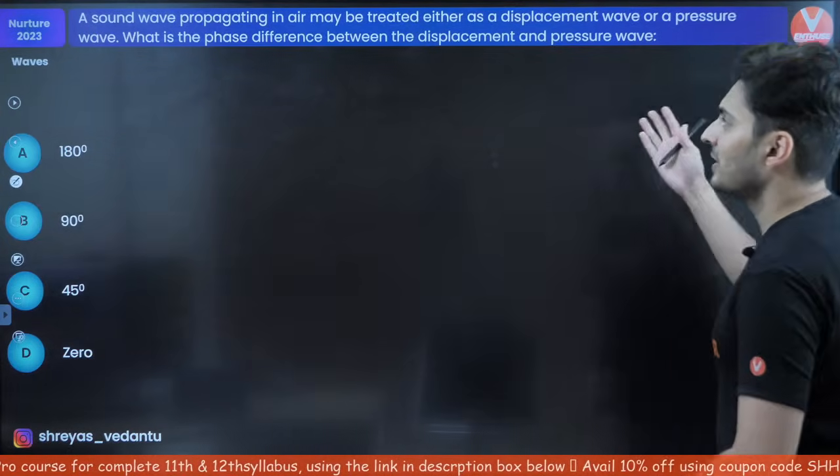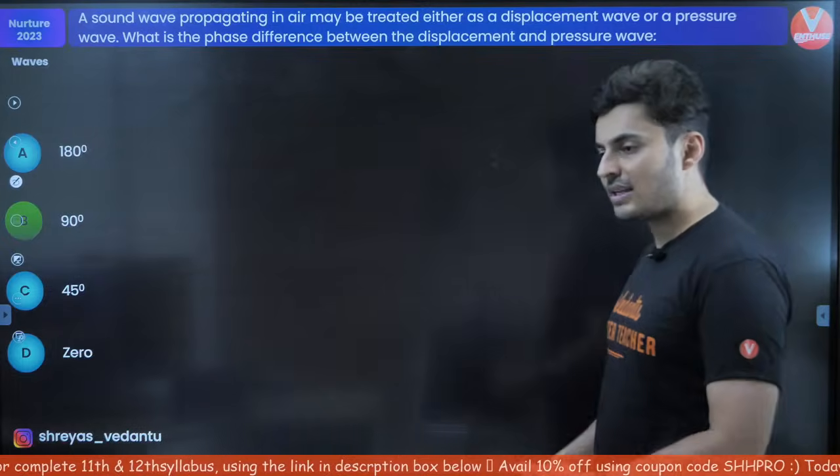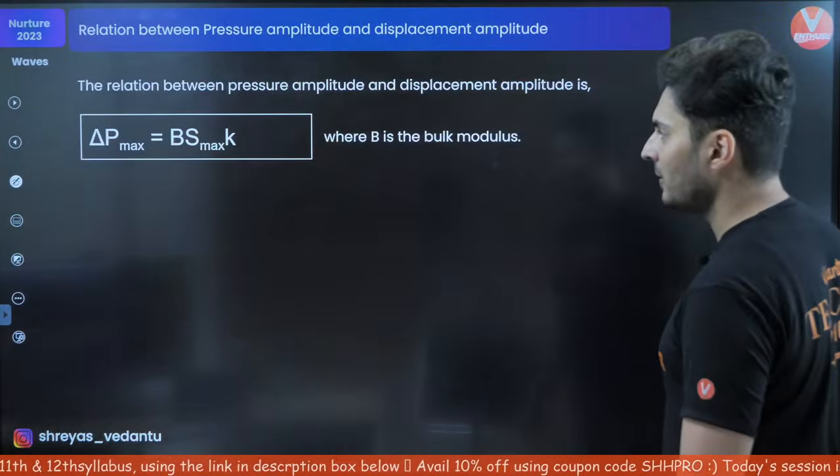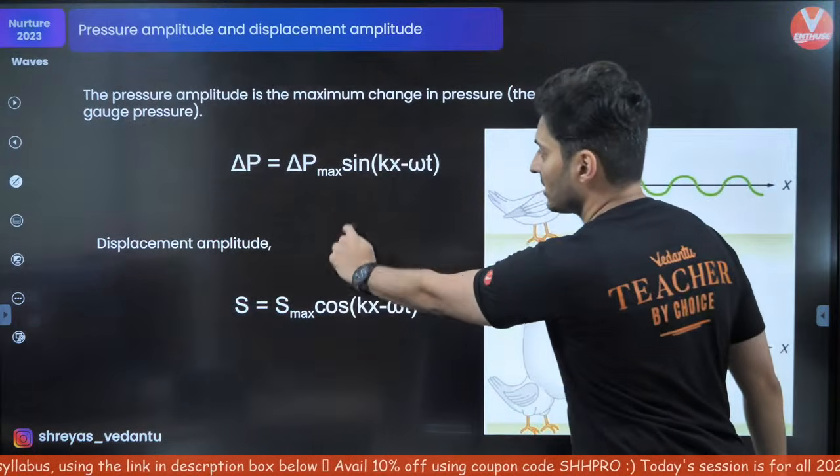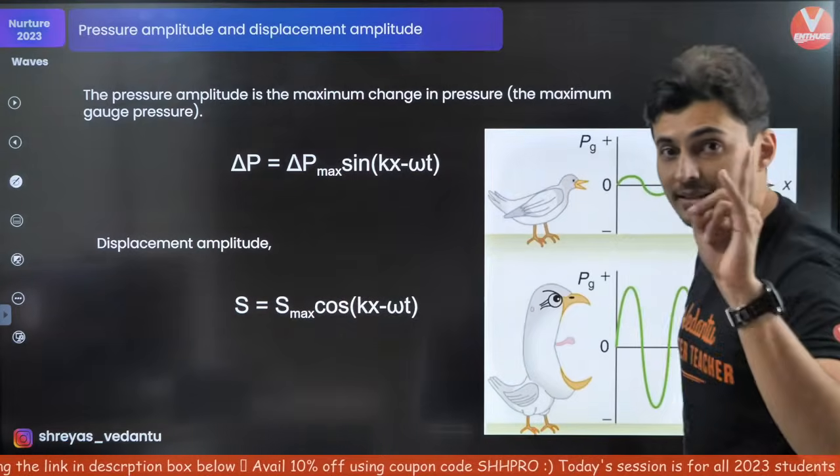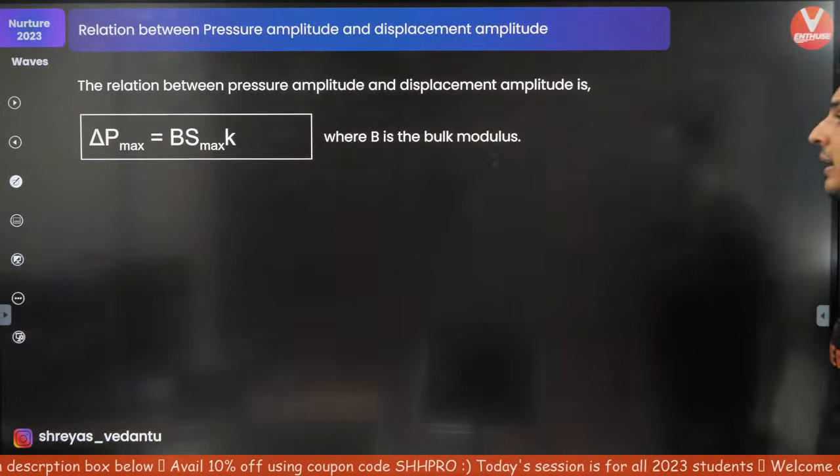Now, what do you think is the phase difference? Yes, it is 90 degrees, standard. I just showed it to you right over here, right? If one is sine, the other is cos. If this was cos, this will be sine. Always 90 degrees, they do not go hand in hand.